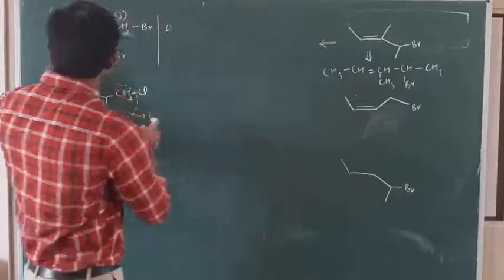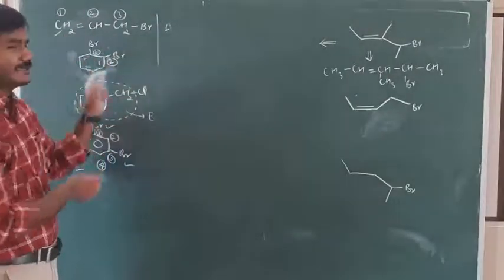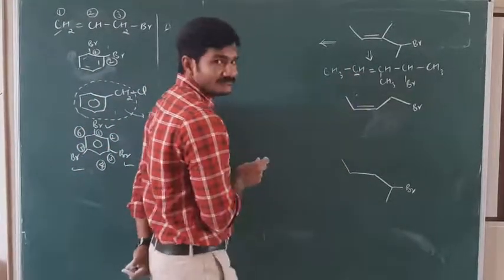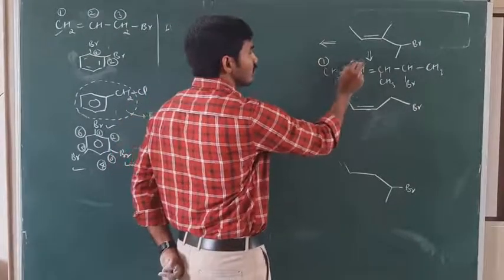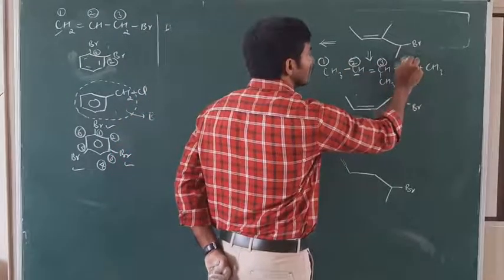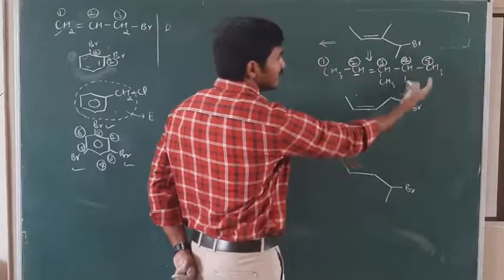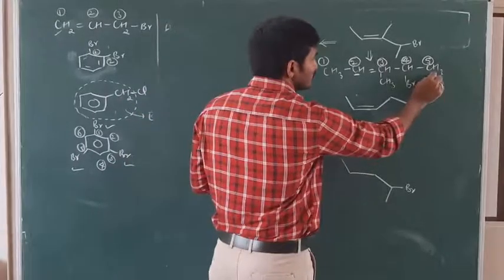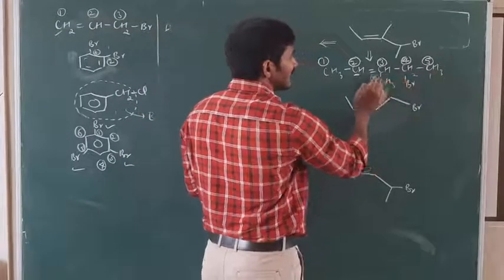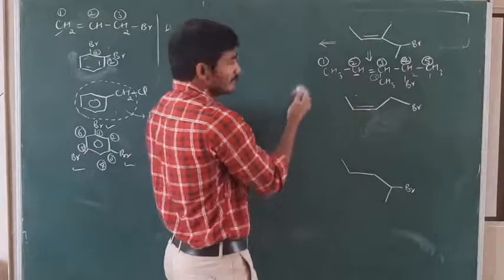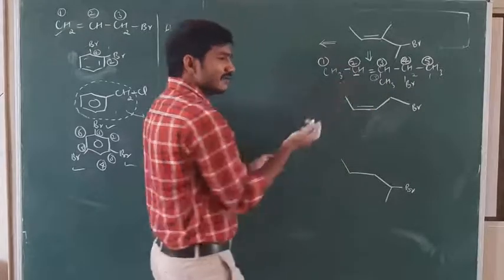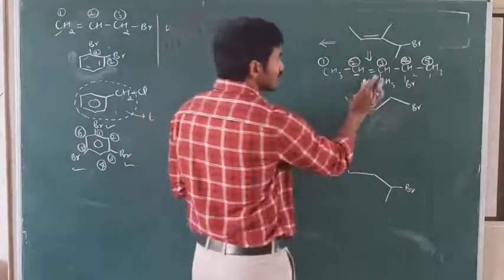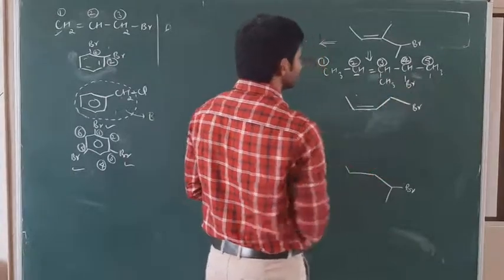I already told you, when double bonds and halogen are both present, the double bond gets first priority over the halogen. So this carbon should get the lowest numbering. I give the numbering from this side: 1, 2, 3, 4, 5. If I number from the other side, I get the double bond at the third carbon. But this way, I get the double bond at second position. According to the rule, the double bond carbon gets the lowest number compared to halogen. So what is the name for this?